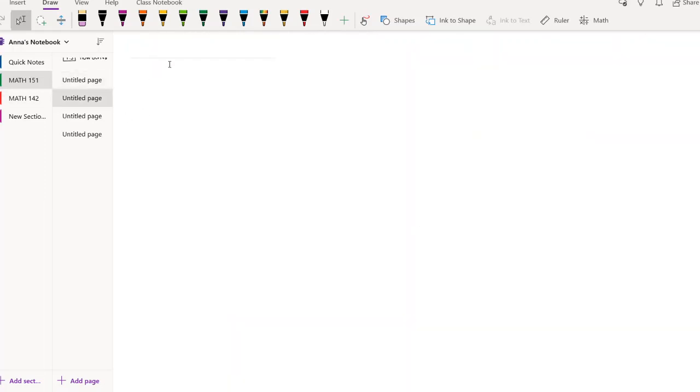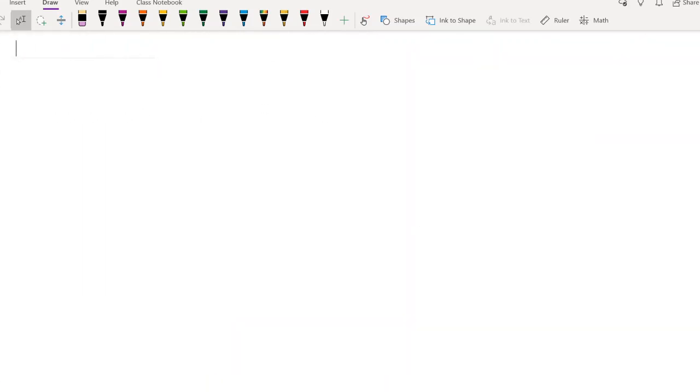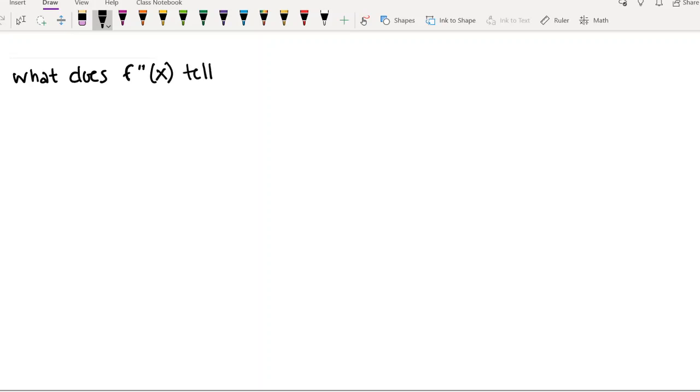Okay. So I want to start talking about how the second derivative affects the graph. We're going to do some warming up and thinking about it, and then we'll eventually write down some nice concrete facts. So the general question is basically, what does the second derivative, f double prime of x, tell you about the graph of f of x?